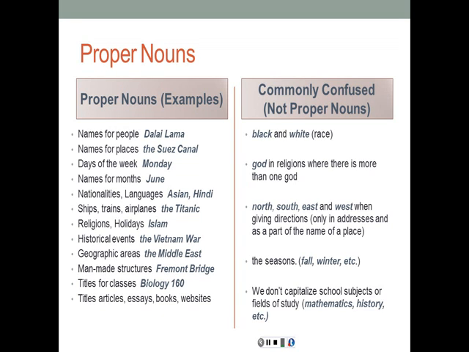Other things we don't consider proper nouns and therefore don't capitalize include the directions north, south, east, and west, except when they are a part of a direction or a part of an address or a part of a place name. Seasons, fall or winter, and school subjects, mathematics, history, etc. Pause the video to review the list.